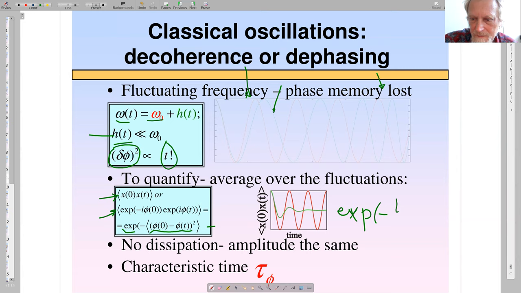What stays in the exponent must be dimensionless. So we see that phase fluctuations are forgotten at a typical time scale. Let me call it tau phi. Are there any questions or comments? Please write them to me in the chat.